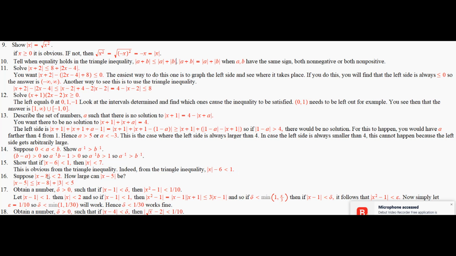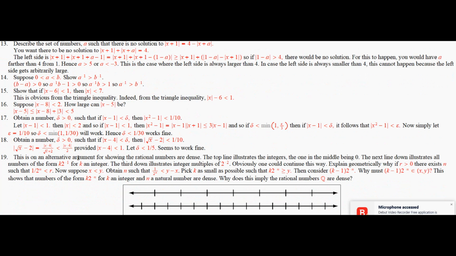Okay? Suppose x minus 8 in absolute value is less than 2. How large can x minus 5 be? Well, x minus 5 in absolute value is smaller than x minus 8 in absolute value plus absolute value of 3. So what did I do? I wrote this as x minus 8 plus 3. And then I used the triangle inequality. Okay, now if I'm given that this is smaller than 2, then I'd have 2 plus 3, and that's 5. So absolute x minus 5 would be less than 5.